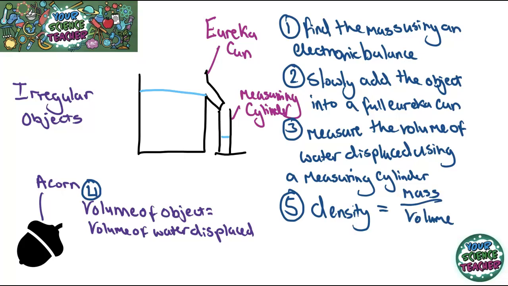Now, other potential errors to look out for in this experiment is you could have a 0 error on your balance. This basically means when you turn your balance on that it's not reading 0. And you can always counteract 0 errors either by resetting your balance or by taking the number that's on the screen away from the value that you have.